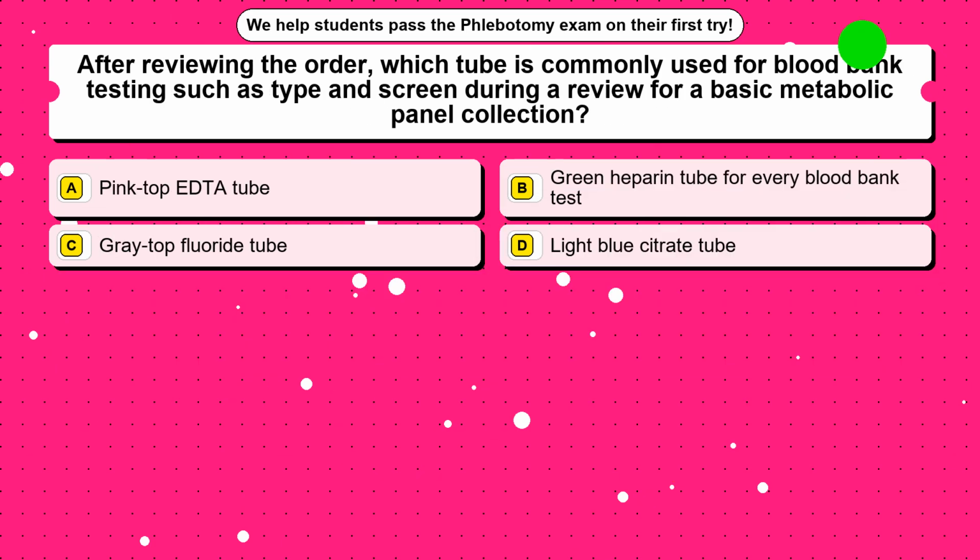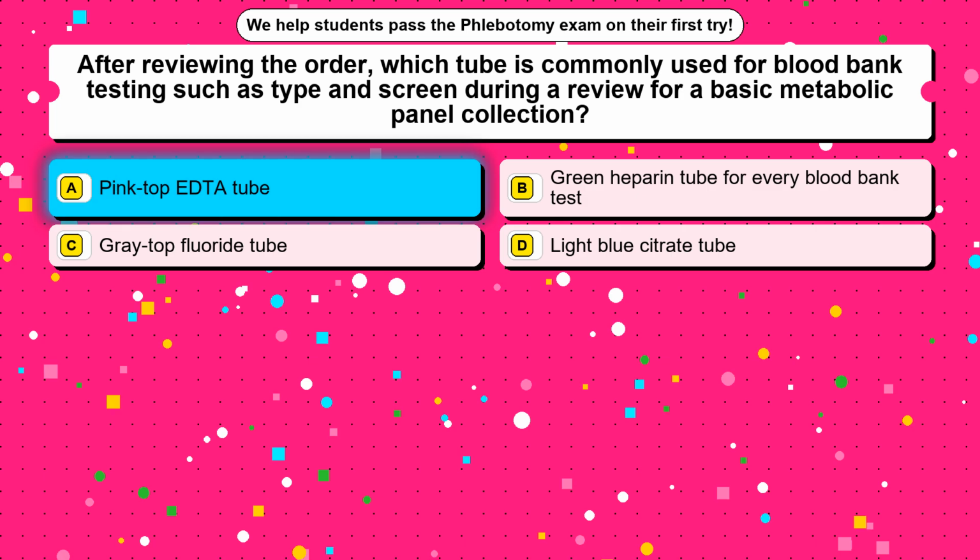Question 23. After reviewing the order, which tube is commonly used for blood bank testing such as type and screen during a review for a basic metabolic panel collection? Option A, pink top EDTA tube. Option B, green heparin tube for every blood bank test. Option C, gray top fluoride tube. Option D, light blue citrate tube.